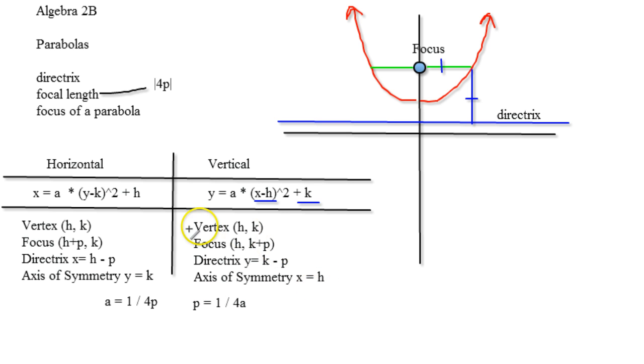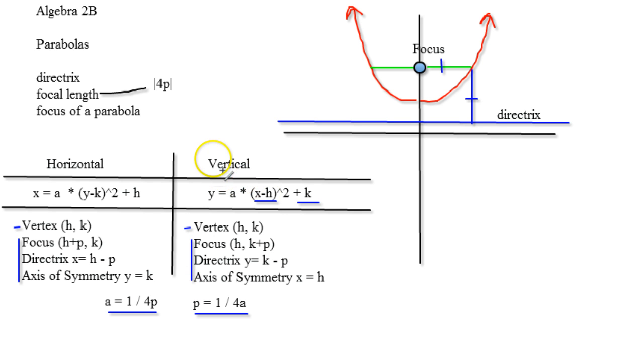As you can see, there are little subtle differences between finding the focus, directrix, and axis of symmetry for each one. The vertex is going to be the same in both, so that's not an issue. And finding A, which is going to be 1 over 4p, or if you wanted just p, it'd be 1 over 4a, is going to be the same for both. However, it's these ones that are going to be different from these ones, so you have to be careful.